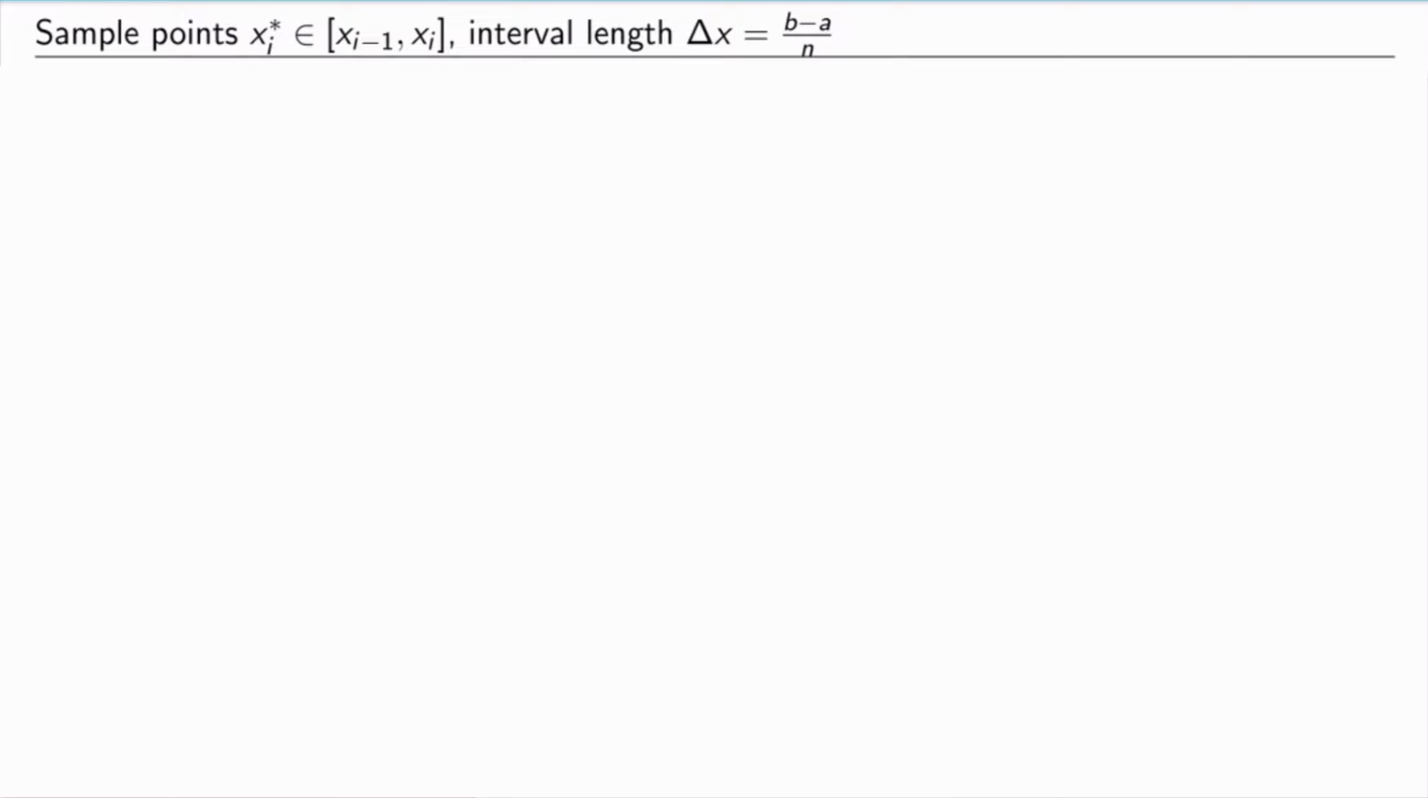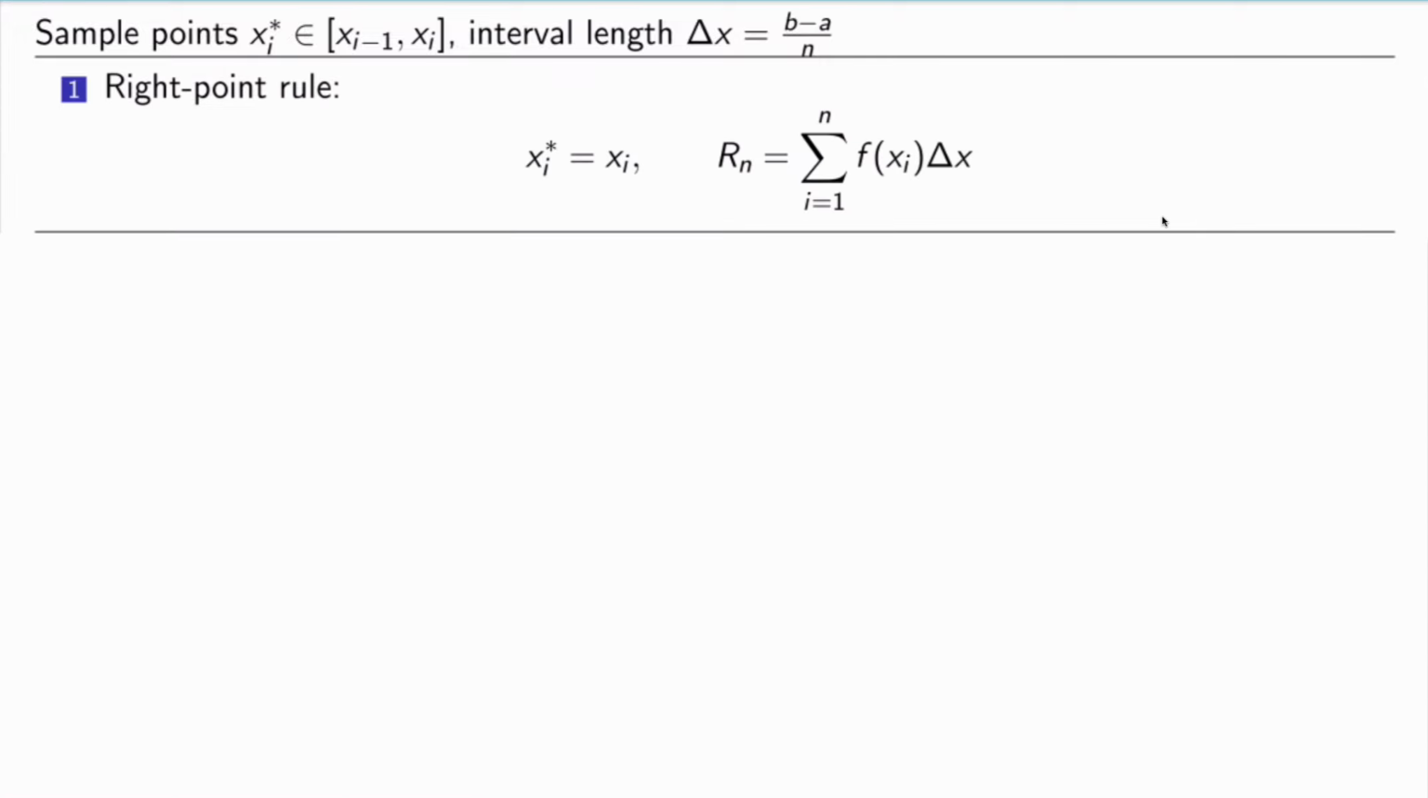So let's come back to the sample points. I started with having sample points xi star in the interval xi minus 1 to xi to build the Riemann sum. And indeed we have lots of choices for the sample point. And we can take it to be the left boundary point or the right boundary point or the midpoint or anything else. And then each choice leads us to a different rule. So for example, the right point rule here, there we choose xi star to be xi, which means the right boundary point of the subinterval. And then I call Rn the Riemann sum using the right point, which is written here.